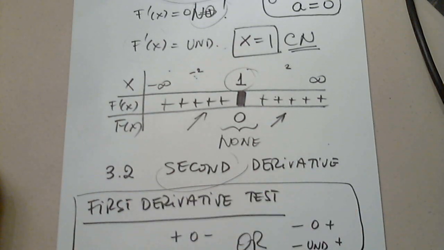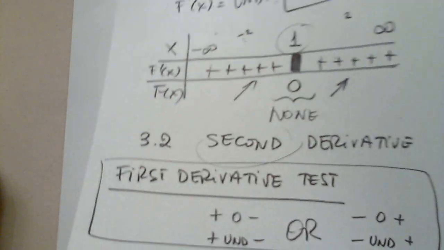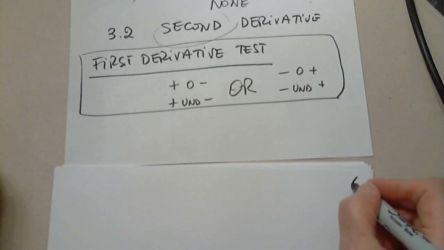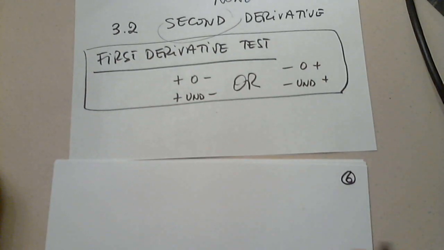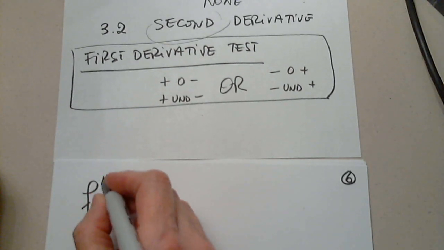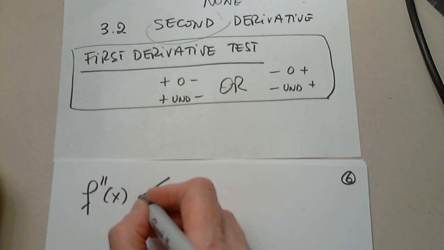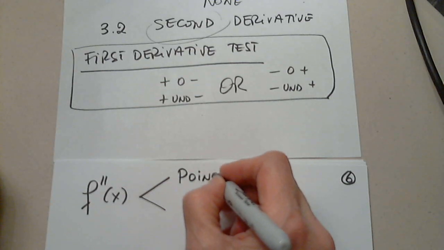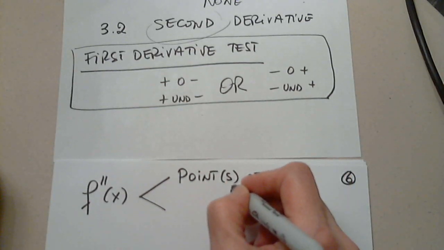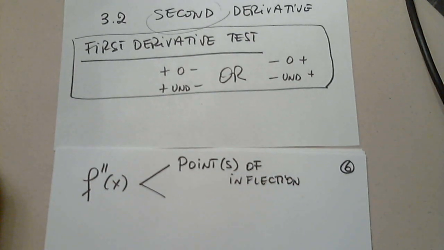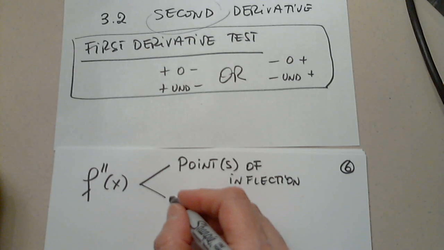So now we're going to talk about the second derivative and what the second derivative tells us about the function. So I'm on page 6. Okay, so the second derivative of a function gives us something called point or points of inflection. And it also gives something called concavity.